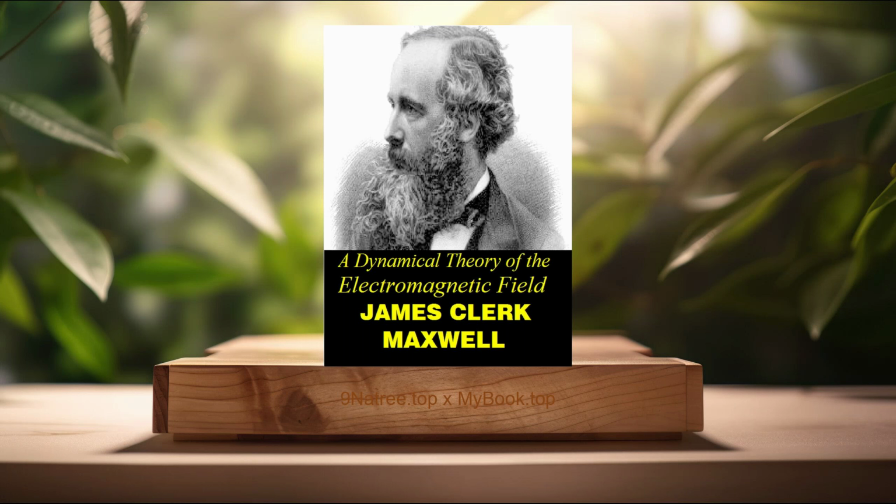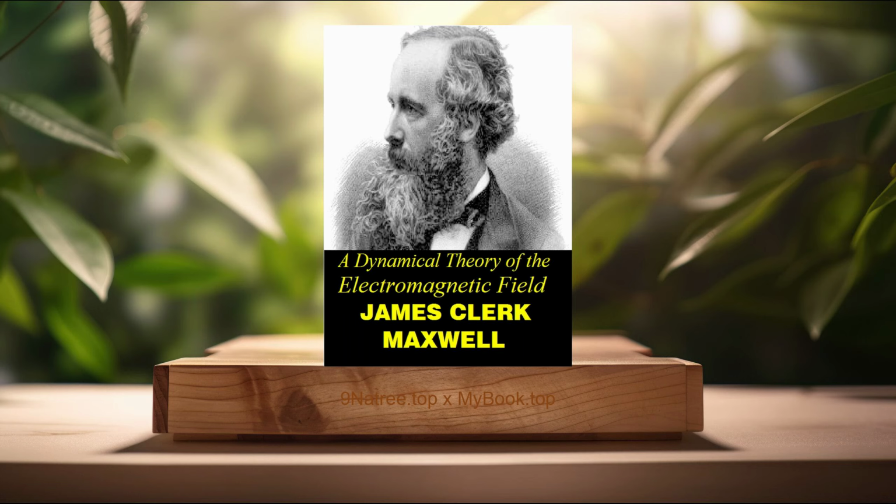Today, I will summarize and review the book. A Dynamical Theory of the Electromagnetic Field by James Clerk Maxwell is one of the foundational works in modern physics, presenting the conceptual framework that unified electricity, magnetism, and light. Written in the 19th century, the work introduces a mathematical description of how electric and magnetic effects arise, evolve, and influence each other through space.